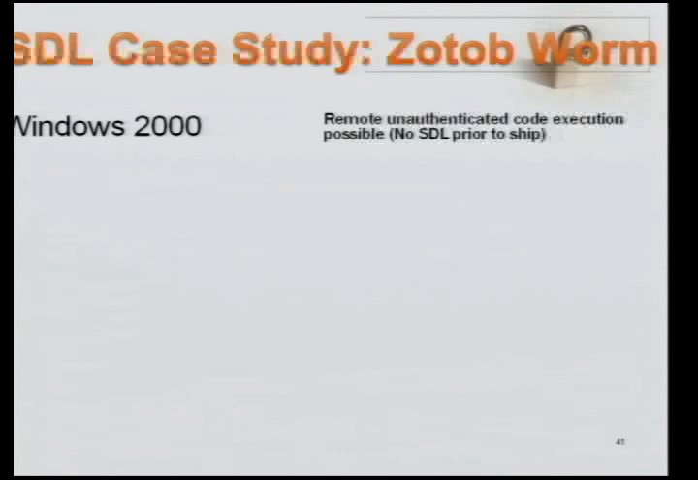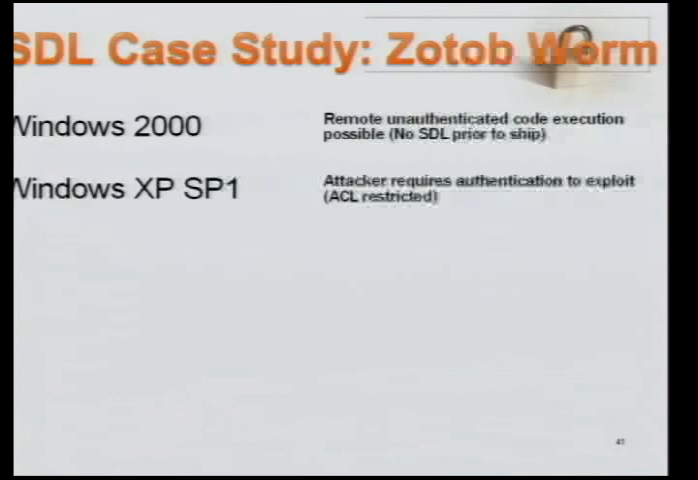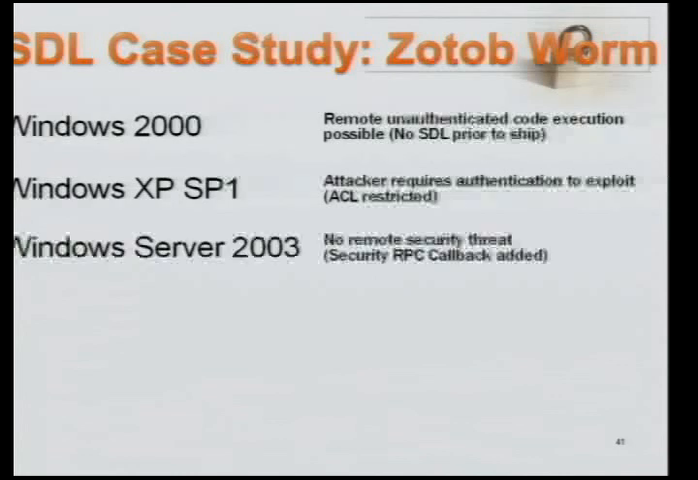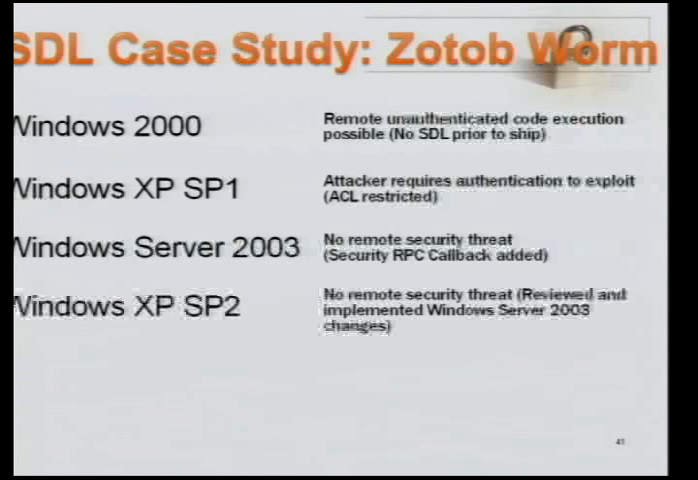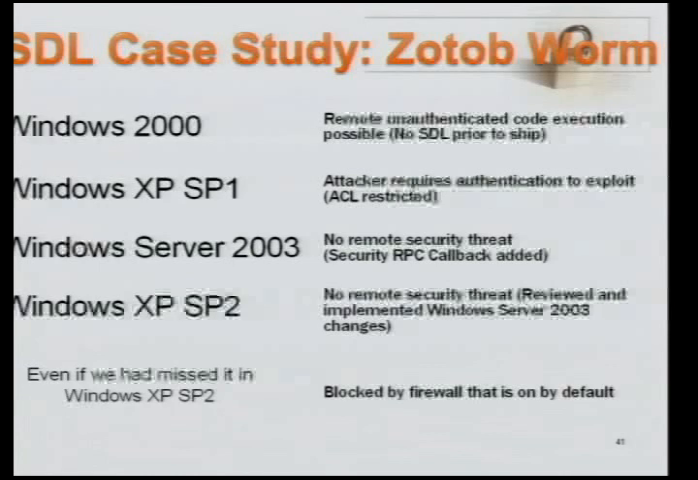And the reason it didn't turn into as big a deal as Blaster is because while in Windows 2000 it was remote and unauthenticated, which basically means game over for you, in XP SP1, that interface was made authenticated. And so while you could still have a worm that circulated within a corporation, you couldn't bridge corporations because you couldn't authenticate outside of the space where you can authenticate. In Server 2003, that interface was made admin only, and so essentially there was no remote vector. That improvement, that security callback, was backported to XP SP2, and even if we had missed it in XP SP2, the firewall was on by default and blocked it.